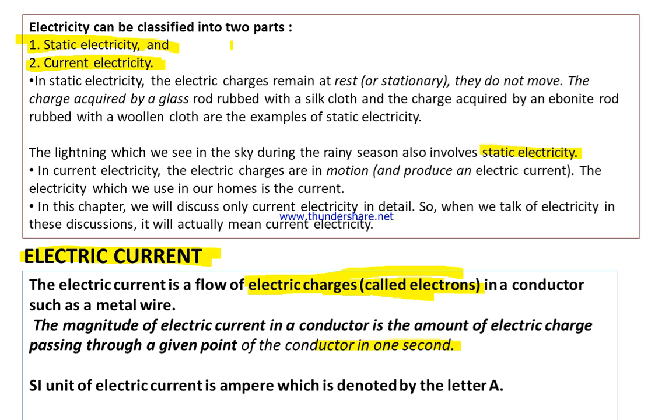Okay, so what is the electric current mathematically? It is basically the ratio of Q, that is the charge, upon t, the time required for the flow of the charges. The SI unit, that is the standard unit, of the current is the ampere, denoted with the letter A.